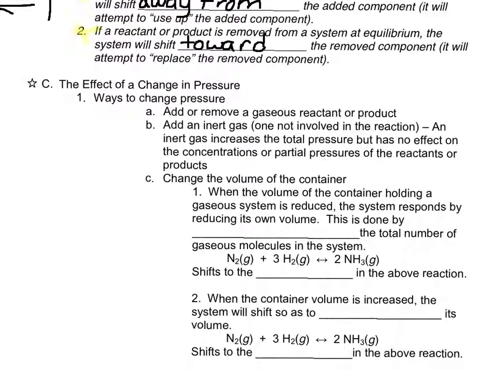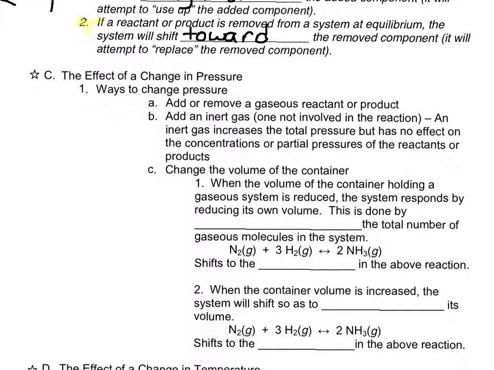Pressure is also something that can change where a reaction lies. However, it only affects gases. It does not affect solutions, and of course will never affect pure solids or pure liquids. Ways that you can change the pressure of the system is you can add or remove a gaseous reactant or product. You can add an inert gas. The inert gas is not actually going to react with anything, but since it adds more gas molecules to the chamber, that increases the pressure as well.